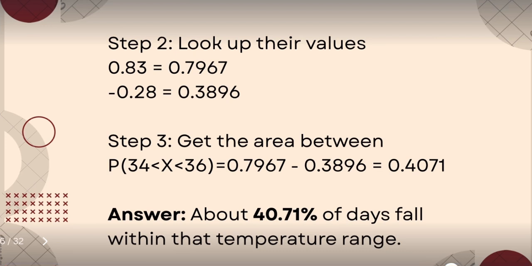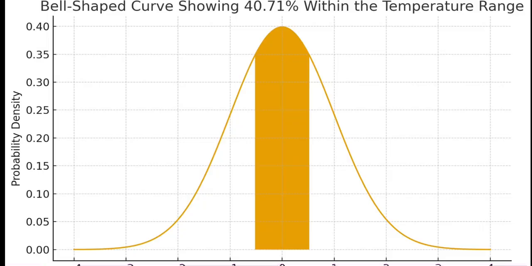So the probability 34 is less than x, and x is less than 36. It is equals to 0.7967. And if minus lang natin yung kanina, yung 0.3896 dyan. And then, ang answer is 0.4071. So the answer is about 40.71% of days fall within the temperature range.